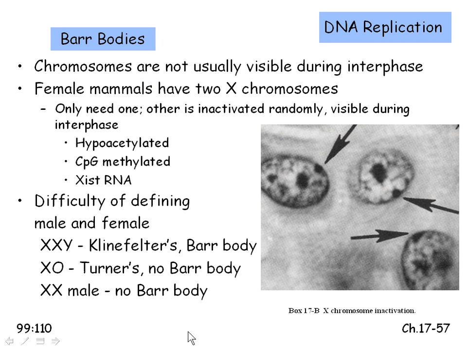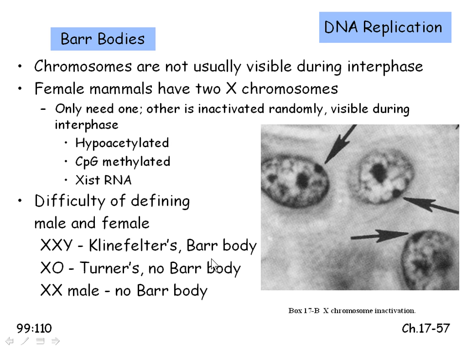Okay, so we're going to switch a little bit here to talking about chromosomes and bar bodies. Chromosomes are not usually visible during interphase because they're not transcriptionally active at this point. Sorry, give me a second here to figure out what I was going to say. Okay, so bar bodies are the result of females having 2 X chromosomes, right?